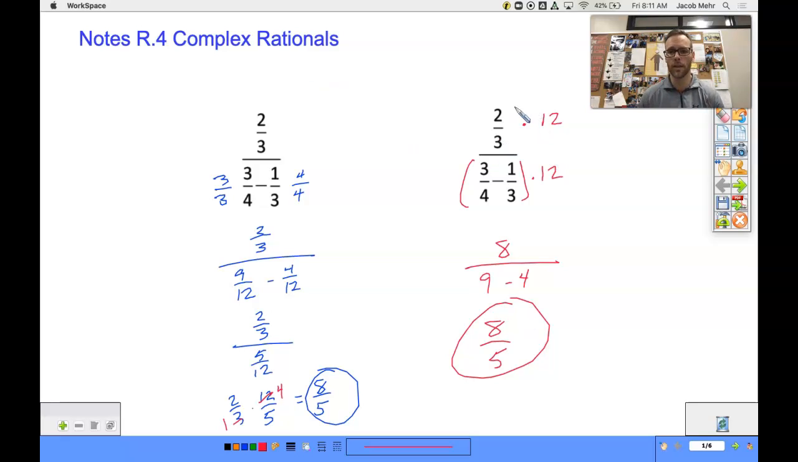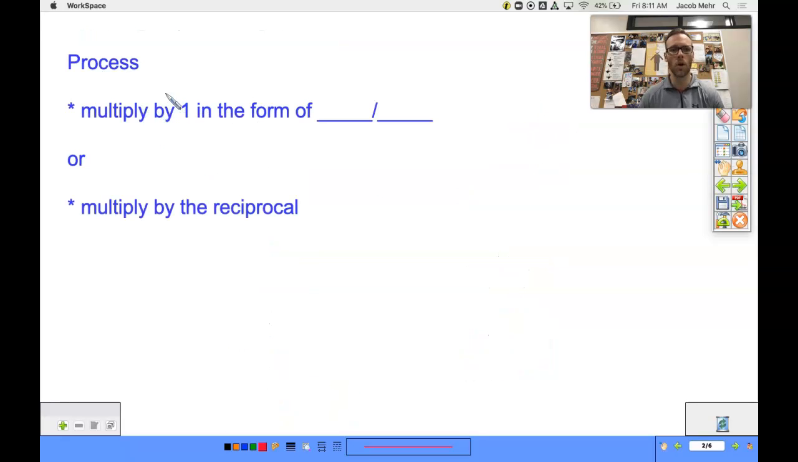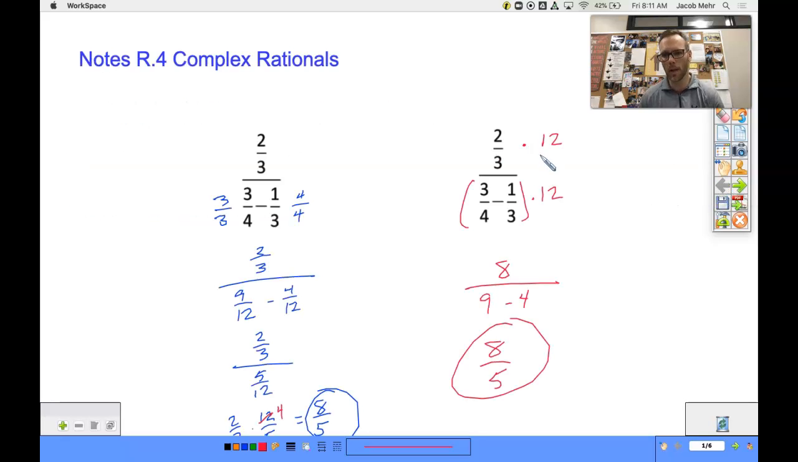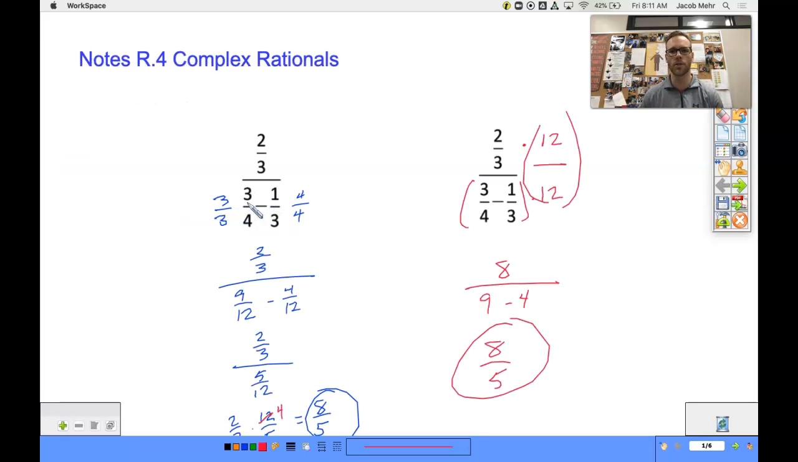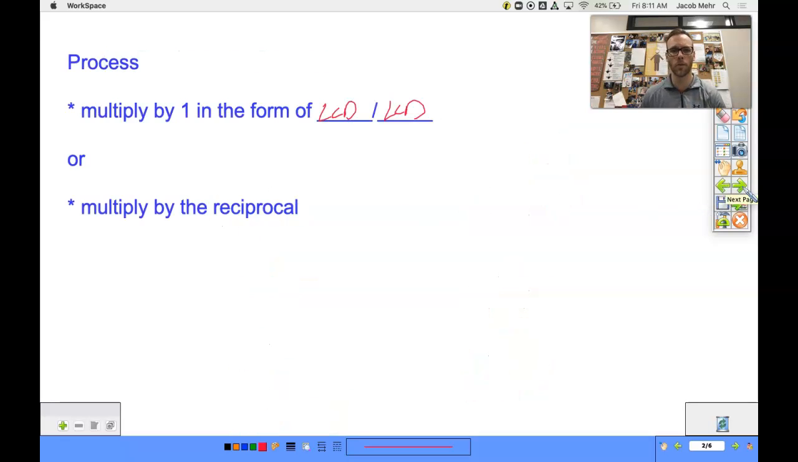So the concept here is to multiply by 1 in the form of the LCD over the LCD. The reason I say multiply by 1 is we multiplied by 12 over 12. We really multiplied the whole fraction by 1, but it's of the form LCD over LCD. Or you could do multiplying by the reciprocal, but again, that's only if it's a fraction divided by a fraction. If it's something like this where we're subtracting two fractions in the denominator, you would have to subtract them first instead of using multiplying by the reciprocal.